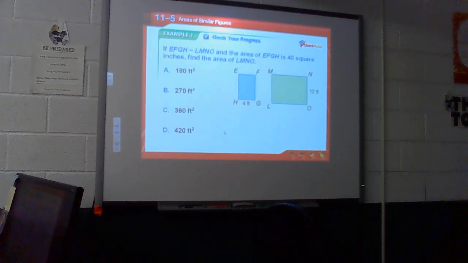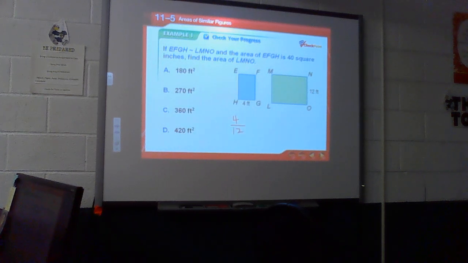So, E, F, G, H, and L, M, N, O are similar to each other. And the area of E, F, G, H, which is the smaller one again, is 40. So, set up your ratio that they give you. And my ratio, do you want to do the blue to the green or the green to the blue? Blue to green. So we're going to do 4/12.